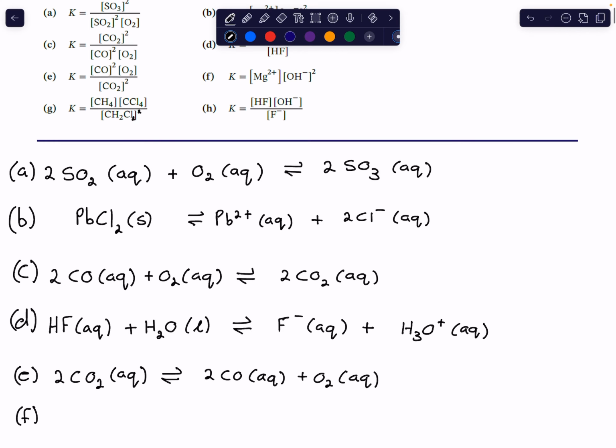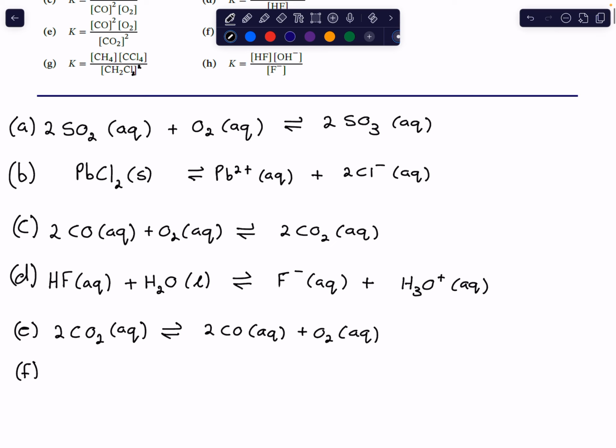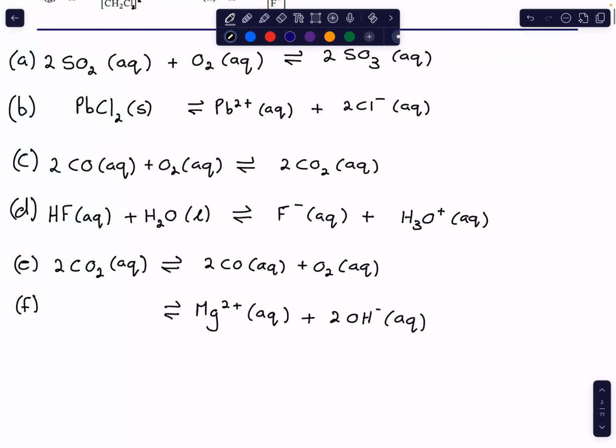Right, looking at F, we again only see one line, and that implies there must be an implicit 1. So something over 1. Otherwise, it would have been 1 over something. So again we're given the products of this reaction, and the products are two ions once more. Magnesium 2 plus, I almost said manganese, magnesium 2 plus, and 2 OH minus aqueous, because it's squared, OH squared, yes.